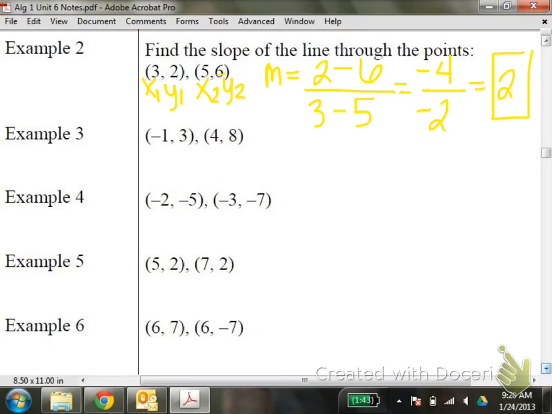Look at example 3. What do you want x1 to be? What's going to be x1? Negative 1. What is, I'm going to throw you off, y2? 8. Good job. So what's x2? 4. So that makes y1 3. Okay, so I labeled them for you. I want you to try this on your own. I'm going to be coming around looking for somebody's perfect work to show everybody.